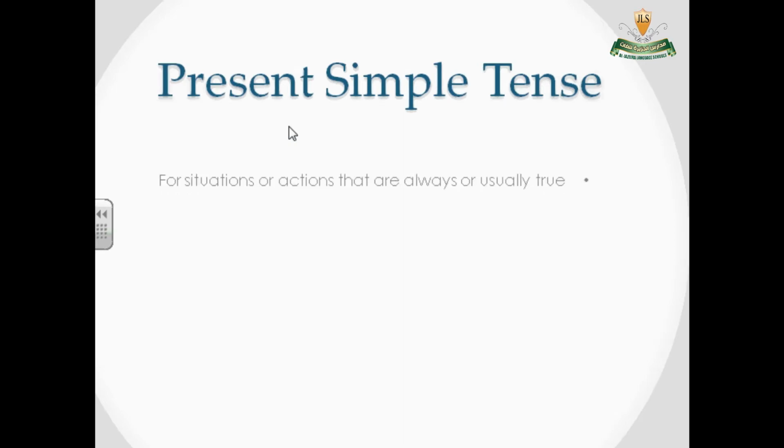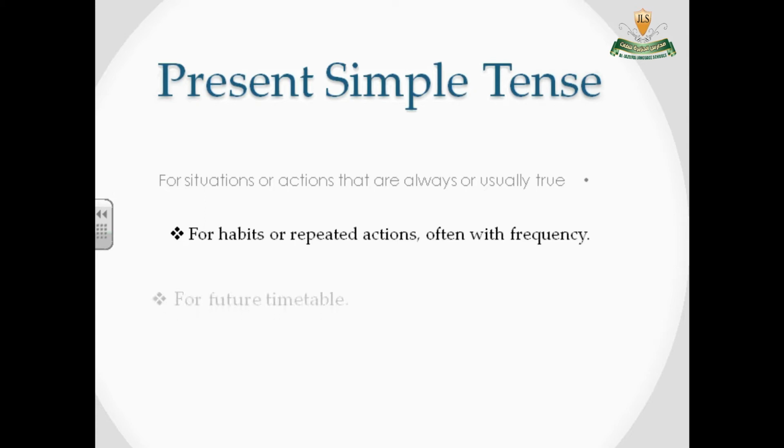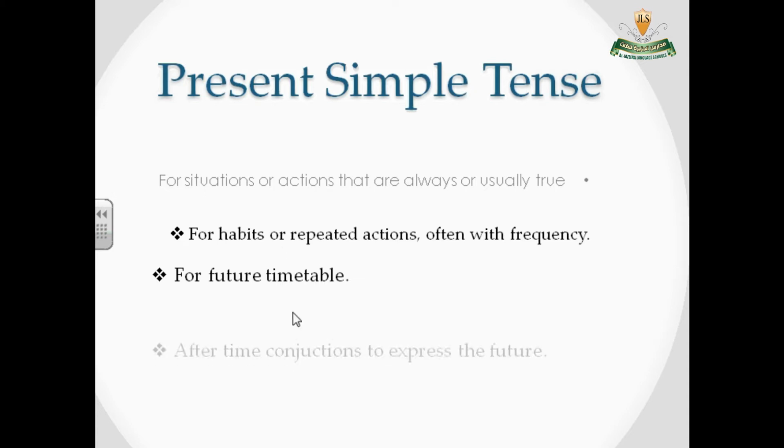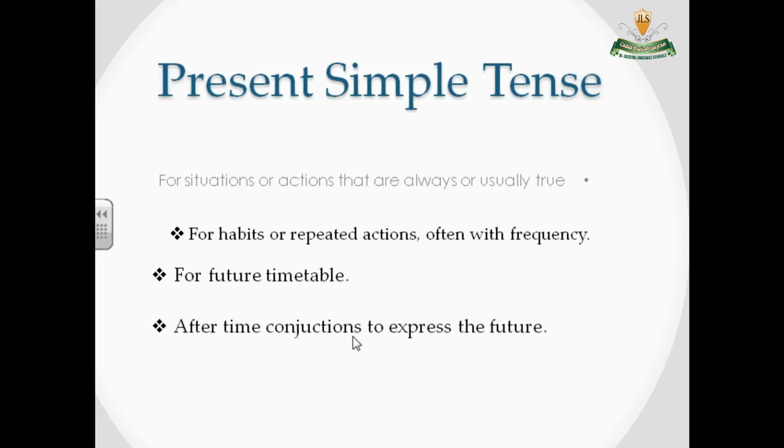Present simple tense is used for situations or actions that are always or usually true, for habits or repeated actions, often with frequency, as we know it. And we also use it in timetables for the future, or schedules. And also we use it after time conjunctions to express the future. This is new. Let's see.